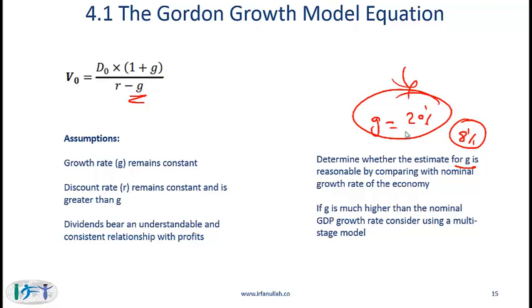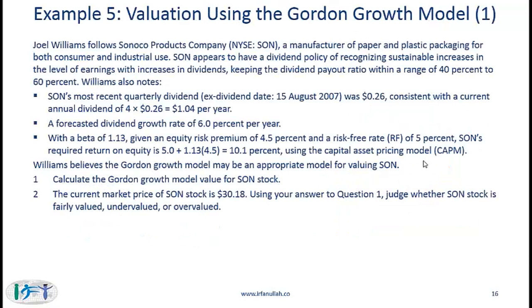And if you are still confident that this is correct, then what you can do is use a multi-stage model where you say that, okay, for a certain number of years, the growth is at 20%, but eventually in the long run, we need to be down to 8%. And that is illustrated here. So I want you to read this example and then I'll help you through the main points.